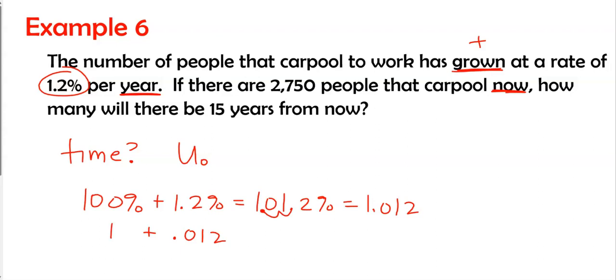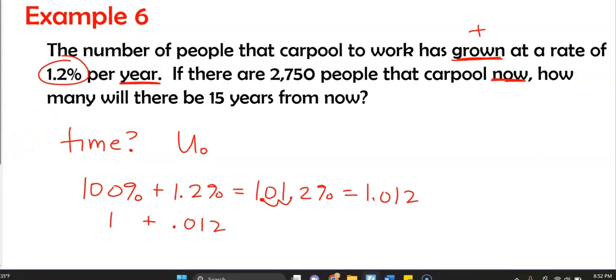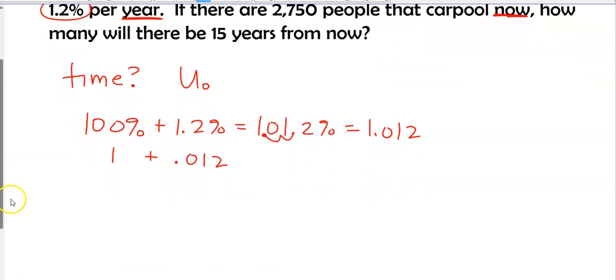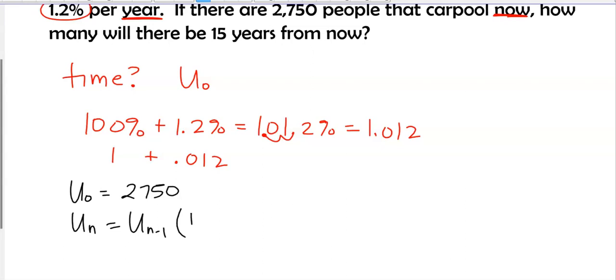Okay. So then we get to the part where we get to write our equation. So to do that, let's scroll down a little bit here. Hold on. There we go. All right, so we have to define our 0 term. So our 0 term was 2,750. And then our equation is take the term before, take the year before, and multiply it by 1.012. Okay, nothing else is happening. All we're doing is increasing how many people carpool by a percentage. So we're multiplying it by that.